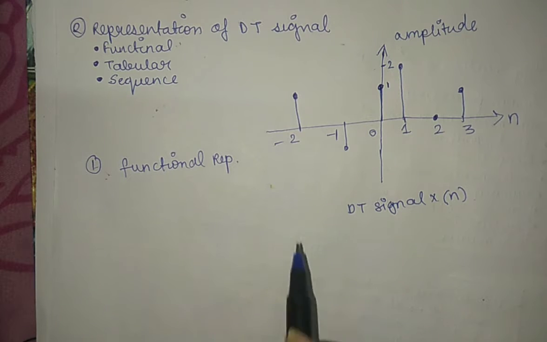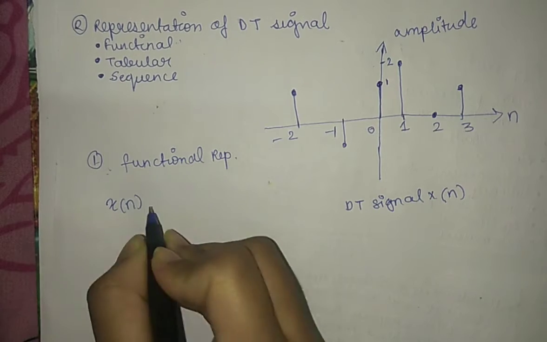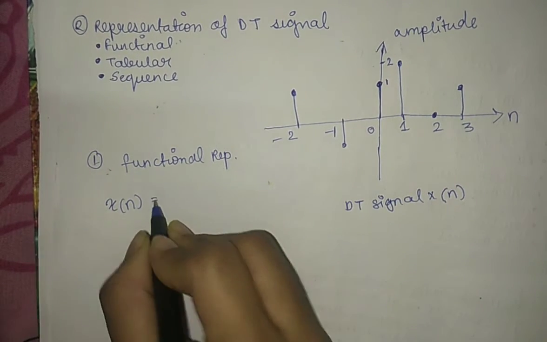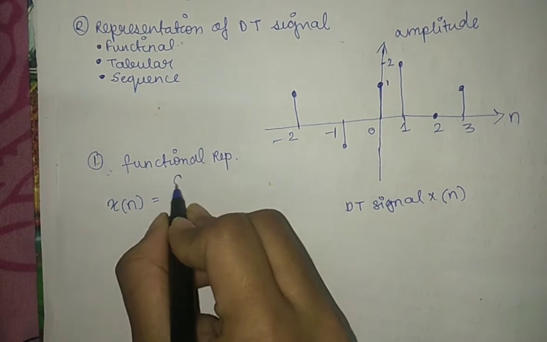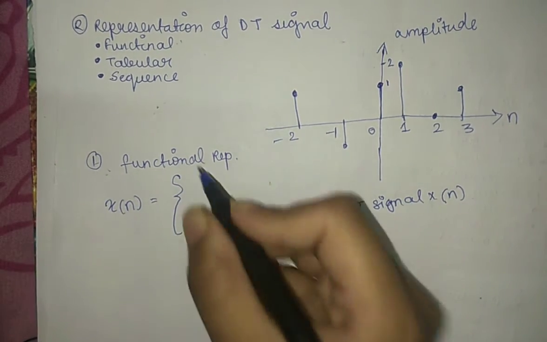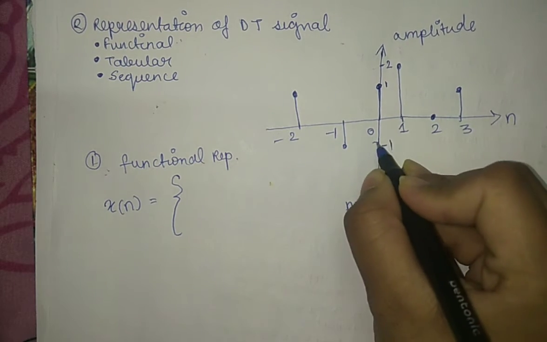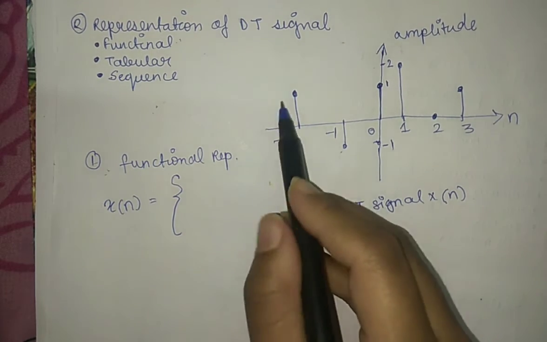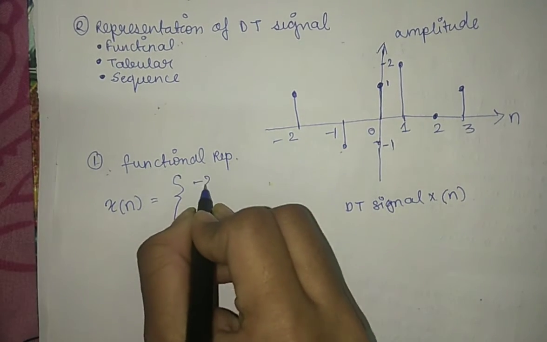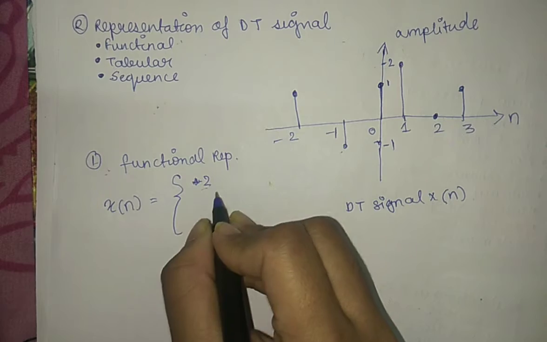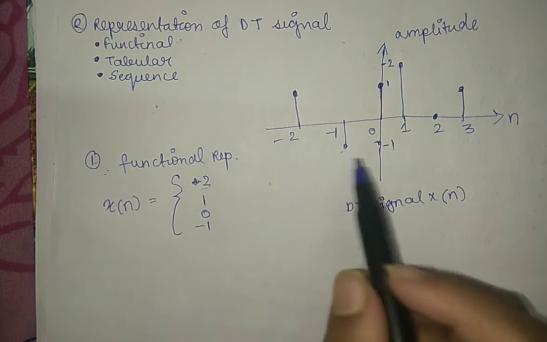Generally it is represented as x of n equals the amplitude, comma, the points. So first let's see all the amplitudes. The amplitudes range from -1 to 2. So these are the amplitudes. Let's write 2, 1, 0 and -1. And now let's see the points.